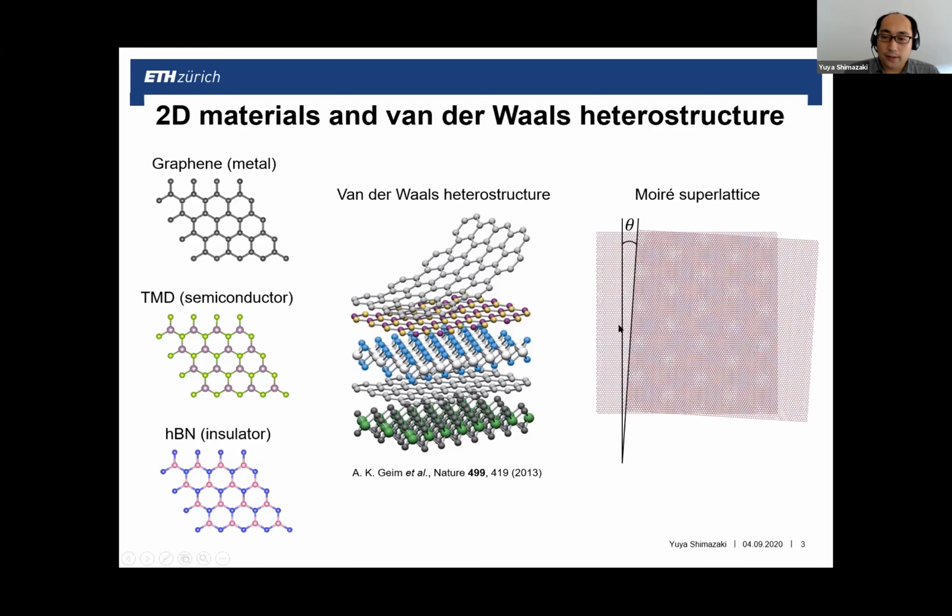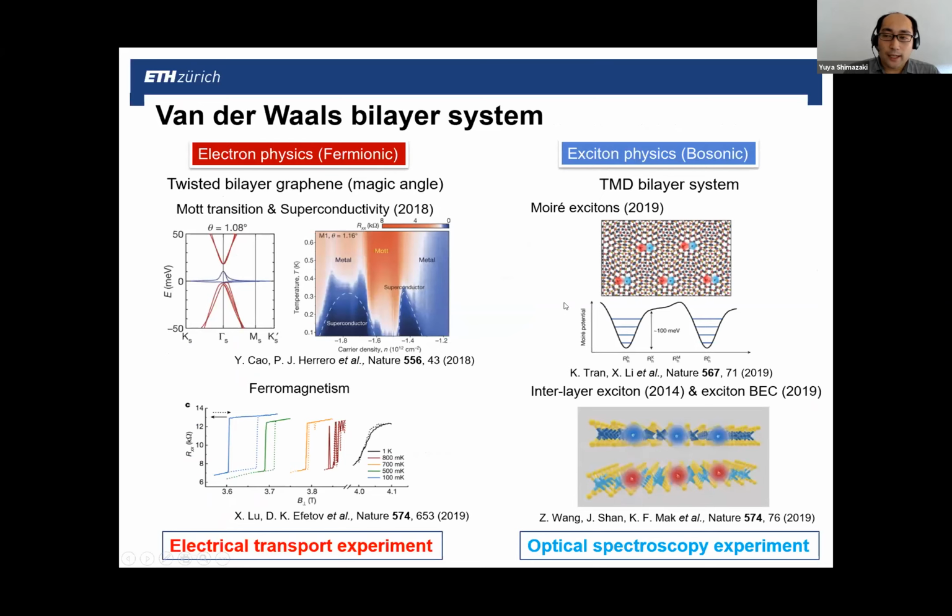Having the twist angle, we can create a Moire superlattice as shown here, which shows a long-range periodicity and creates an artificial superlattice in the system. This Moire superlattice has been intensively studied, especially since the discovery of the Mott transition and superconductivity by an MIT group, as everybody knows.